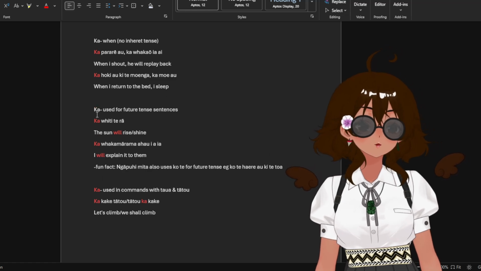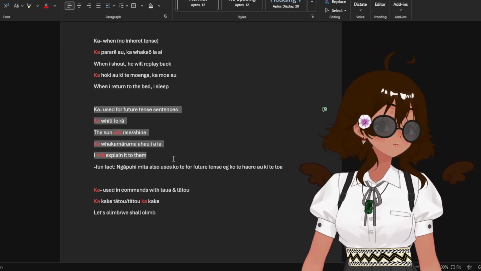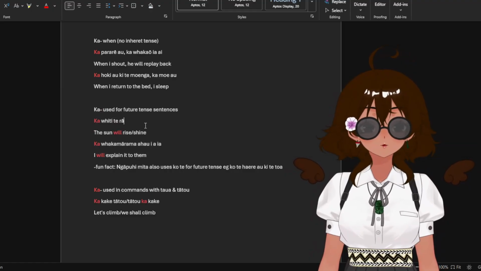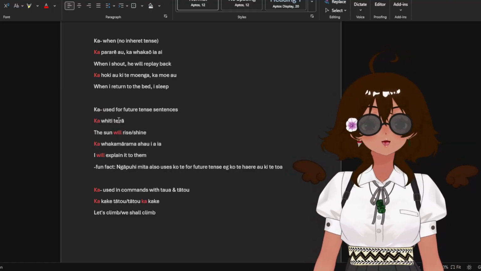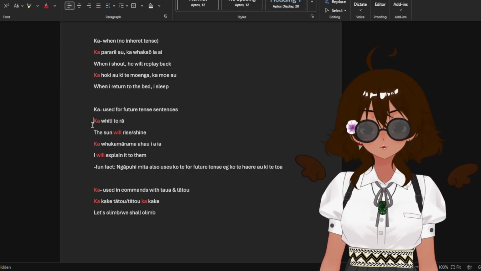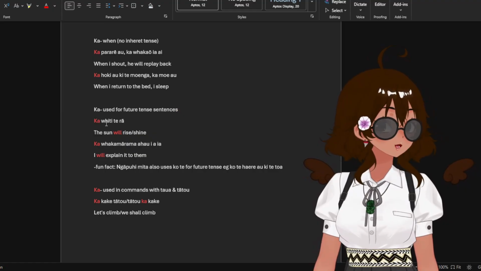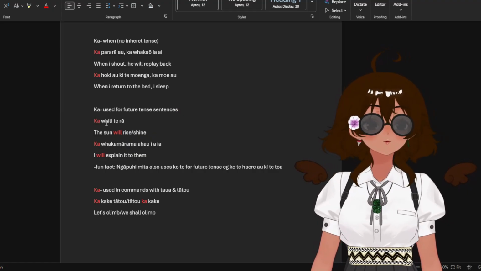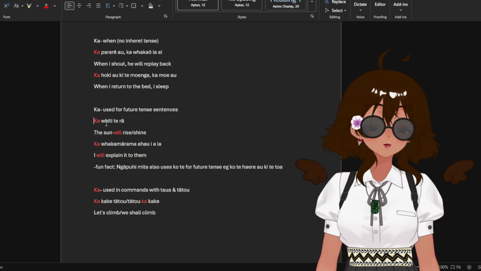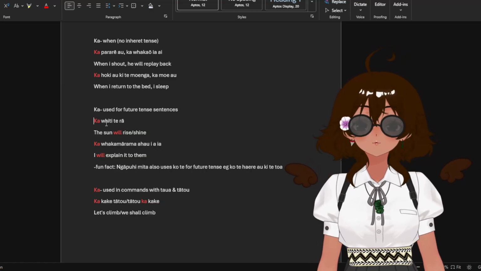Okay. Now this is what everyone thinks when they think ka. And that's right, it can mean future tense. That doesn't mean it always means future tense, and it doesn't mean that you should say ka means future tense when you make a little sheet saying what all the particles mean.